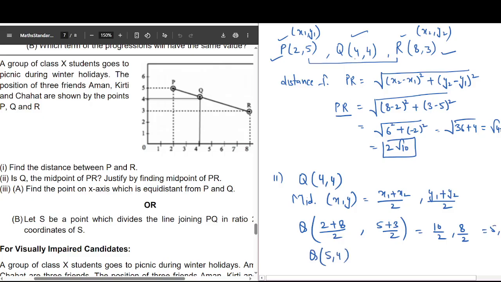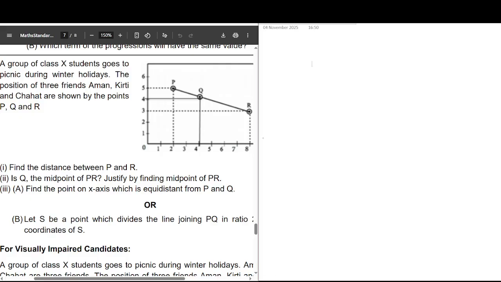But the coordinates of Q we have already seen from the Cartesian plane are 4 and 4. That means the coordinates we are getting, 5 and 4, are not the same, so we can say that Q is not the midpoint of PR.